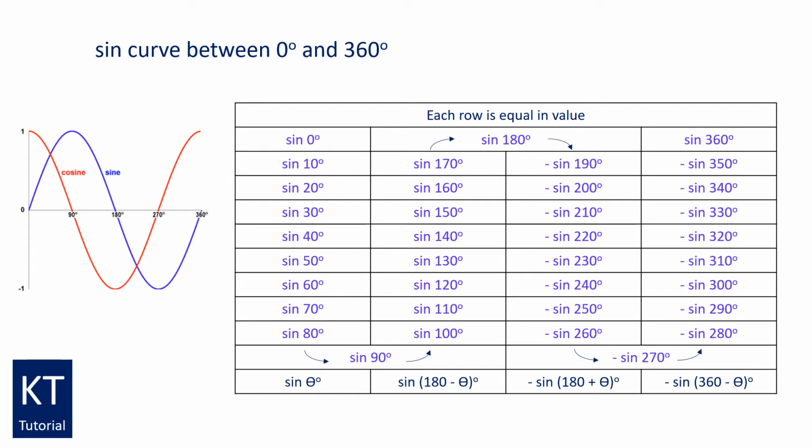Specifically for the sine curve, the table on the right is indicative of its sine theta being of the same values for each of the individual rows, which can be summarized as sine theta being equal to sine 180 degrees minus theta, being equal to the minus sine of 180 degrees plus theta, being equal to minus sine of 360 degrees minus theta.